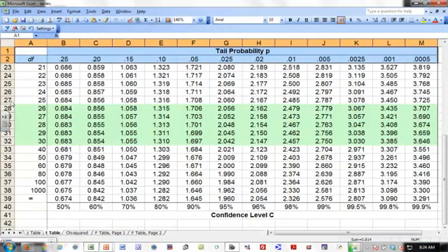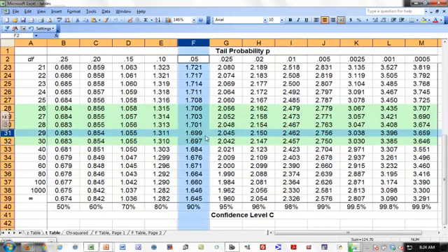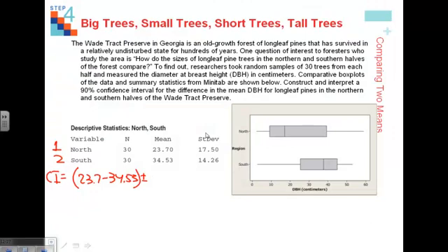Need to go to my t-table, 29, great. And then the second part is, what was the confidence level they asked us to calculate? 90%? Yeah. So let's look at the bottom, and there's our 90% confidence level right there. So it looks like our t star value is going to end up being 1.699. Hope I did that right.